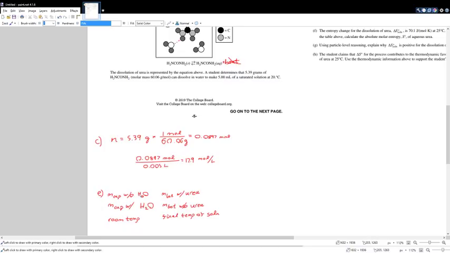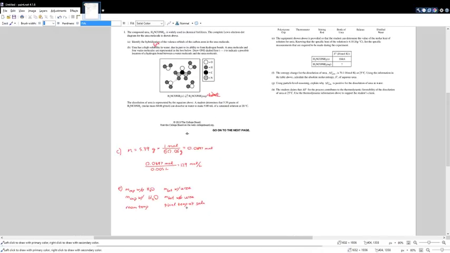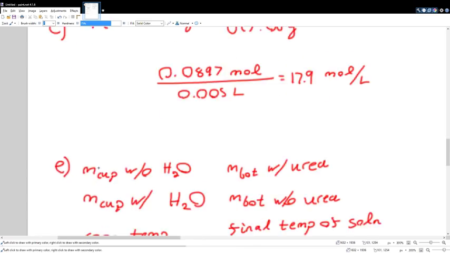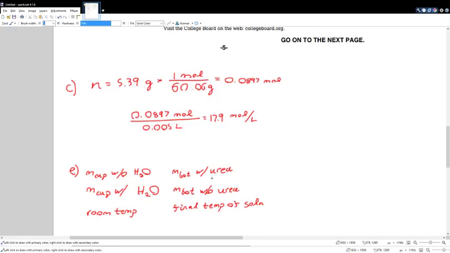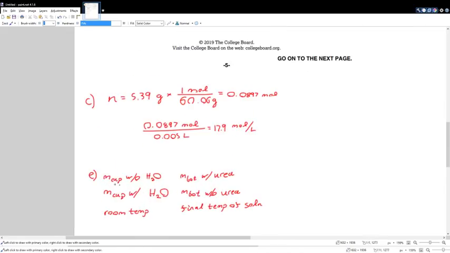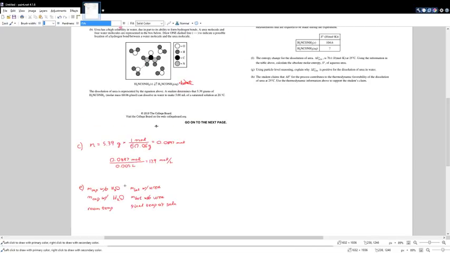So the mass of the cup without the water, the mass of the cup with the water, the mass of the bottle with the urea, the mass of the bottle without the urea, the room temperature, and the final temperature of the solution. Don't use variables like this. You may be able to get away with that, but just to be explicit about this, write mass of the cup without water. Obviously, you can write chemical formulas. Mass of the cup, physically writing out the English sentence. Mass of the cup, mass of the bottle, mass of the bottle again. And this is definitely explicit enough. It's just using M for variable. It's not very explicitly defined.